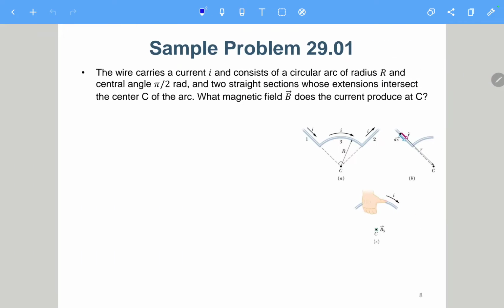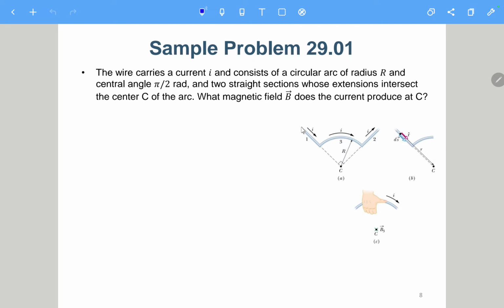Okay. So here we have a sample problem. It says the wire carries a current I and consists of a circular arc of radius r and central angle pi over 2 radians, and two straight sections whose extensions intersect the center C of the arc. What is the magnetic field B produced by the current at C? So it asks for the B field generated at point C.